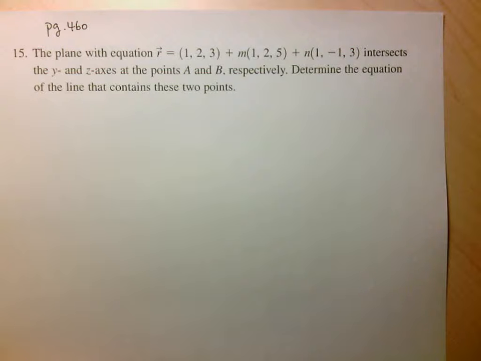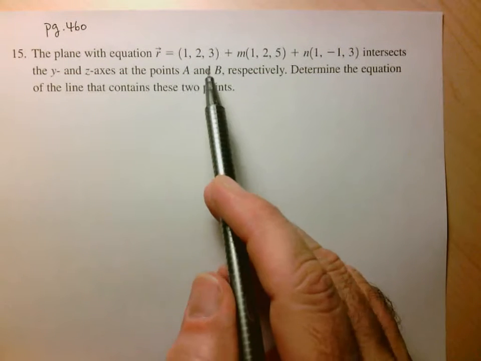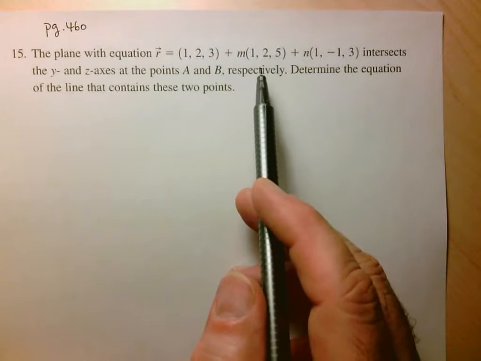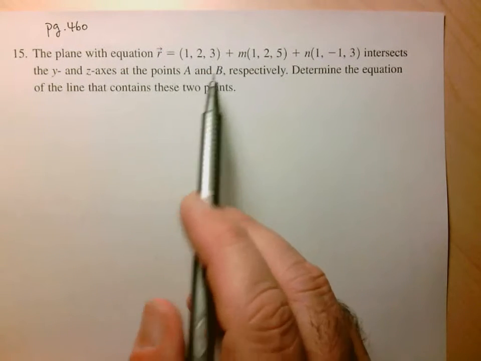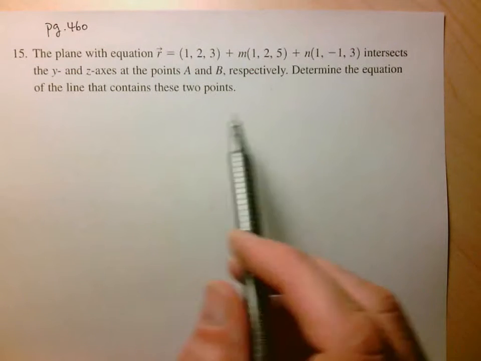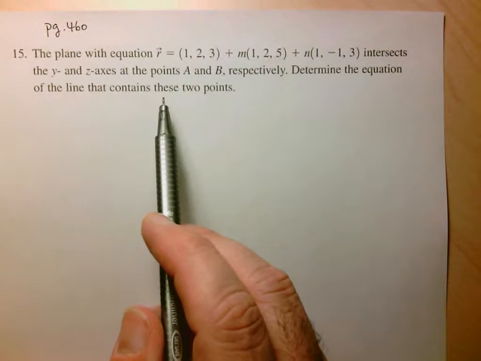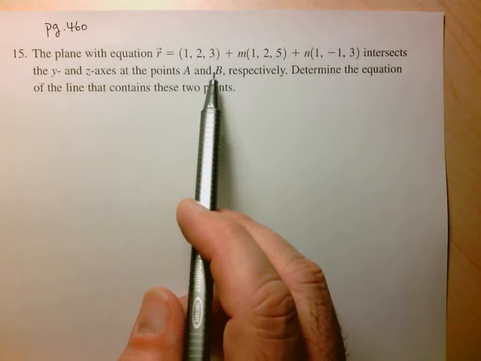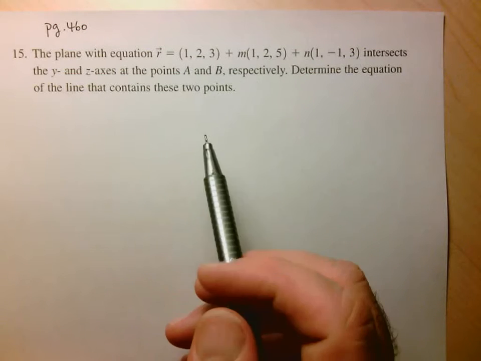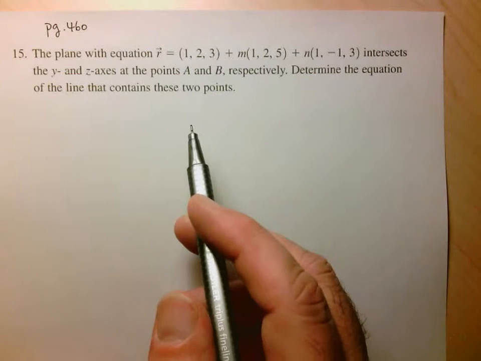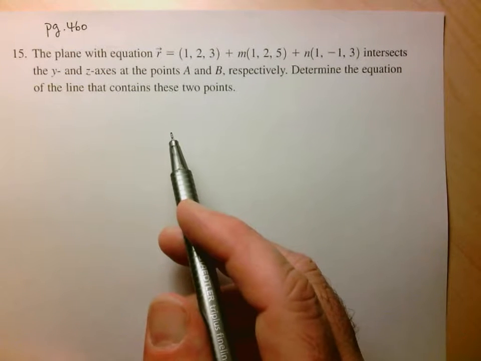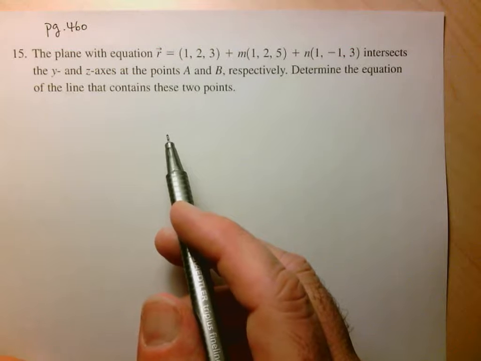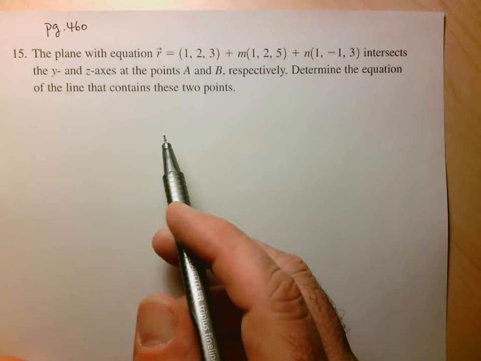So they give us the equation of this plane in vector form, and they name the y and z intercepts, points A and B, and they want us to determine the equation of the line that contains these 2 points. Okay, so the goal is to determine these 2 points, find the vector joining them, which will give us a direction vector, and then use one of the 2 points to write the equation of the line. So first thing we have to do is determine these points A and B.